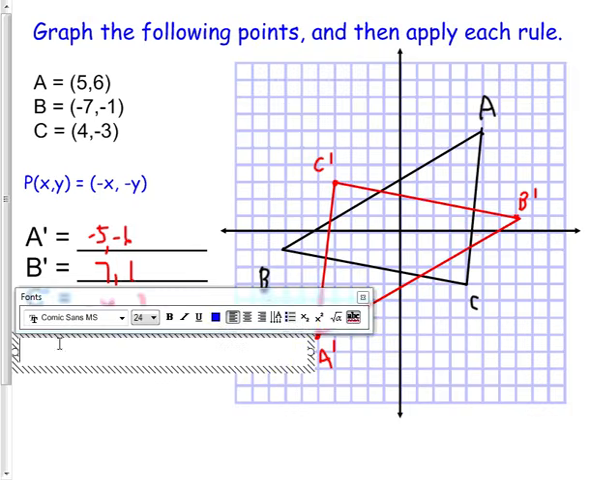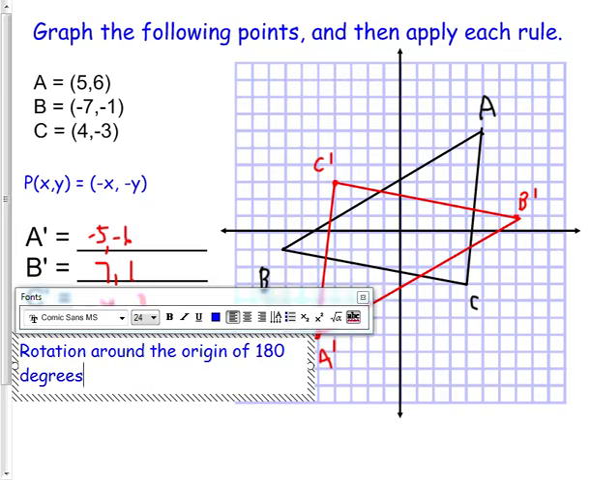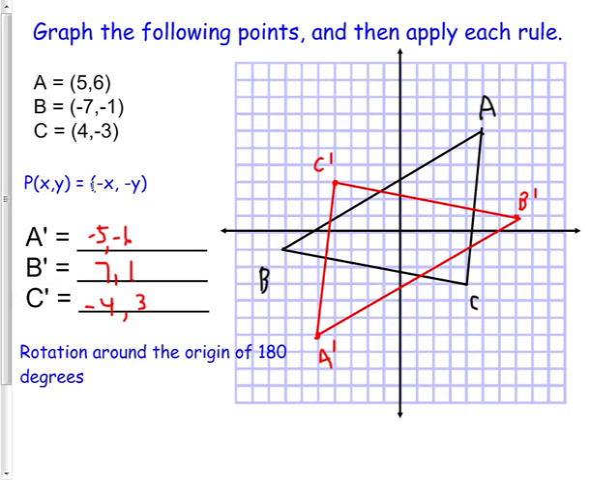This is a rotation around the origin of 180 degrees. So we've come up with 4 different rules. We've got -x is a reflection over the y-axis, -y is a reflection over the x-axis, and if you do -x and -y, it's a rotation around the origin of 180 degrees.